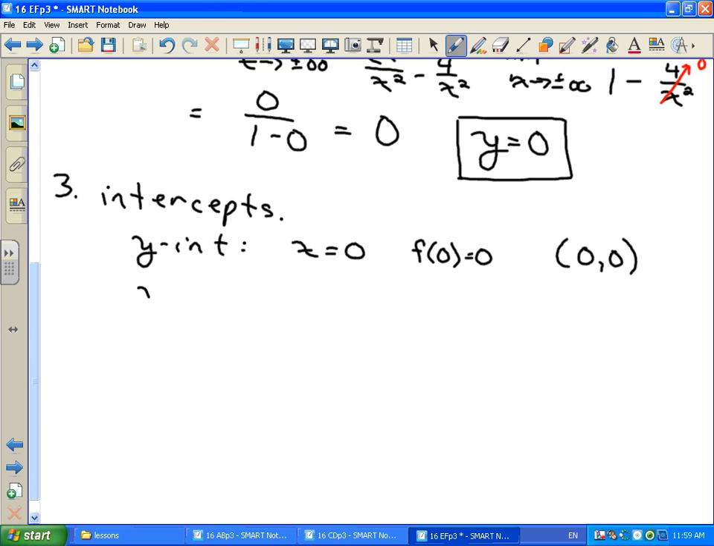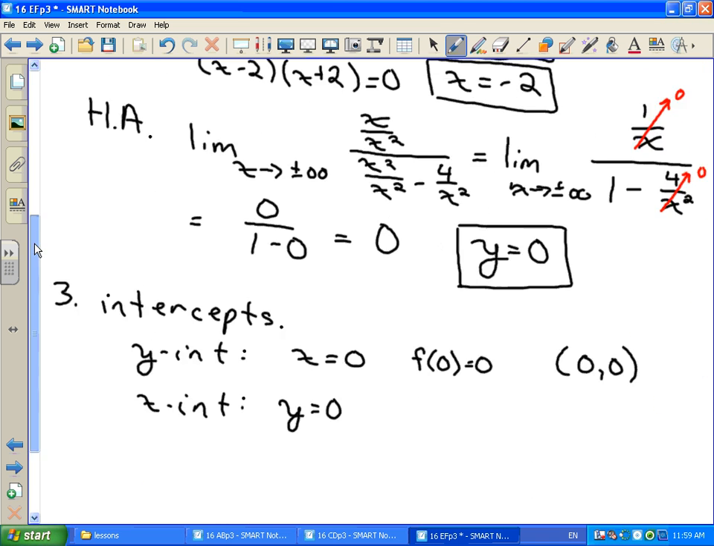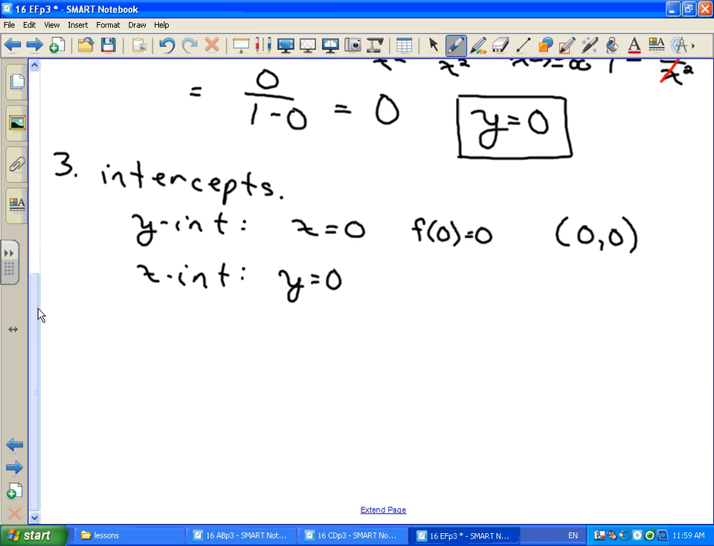Well, the x-intercept would be where y equals 0. So we would set the numerator equal to 0. Our numerator here is just x. So again, x equals 0. Okay. So (0, 0) is both our x-intercept and our y-intercept.